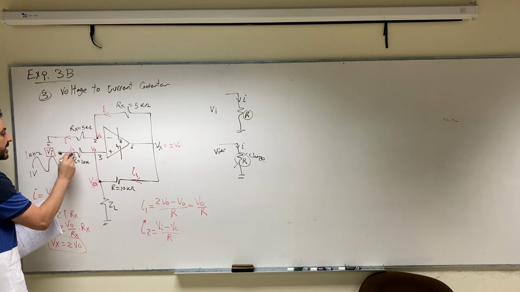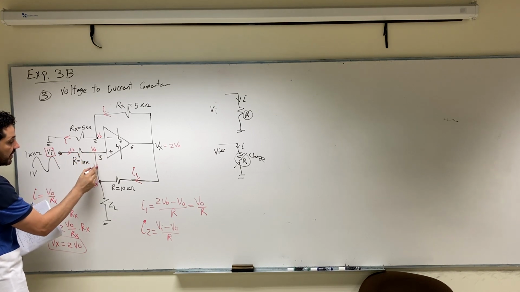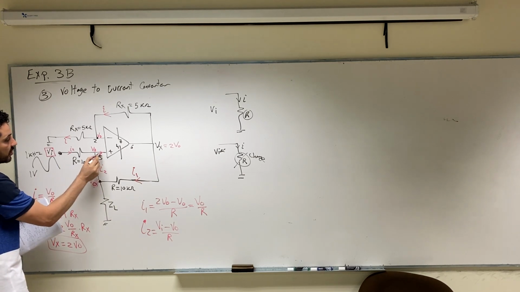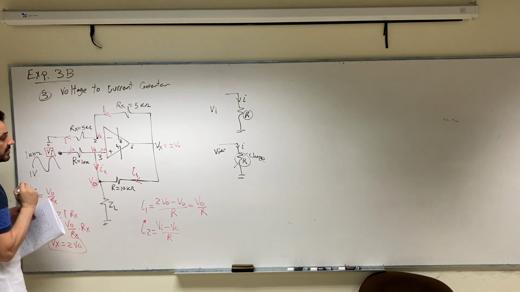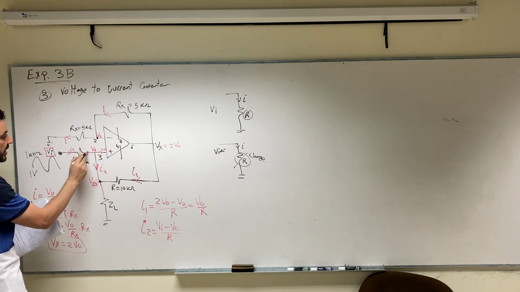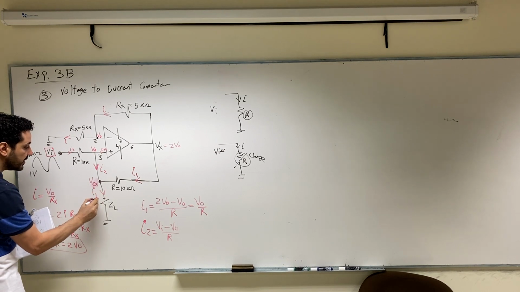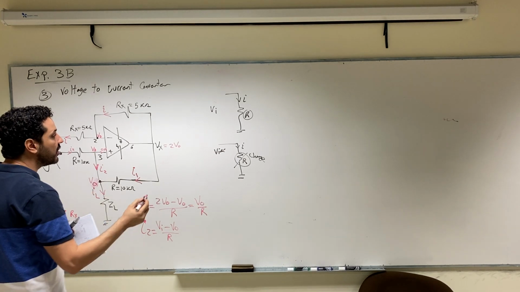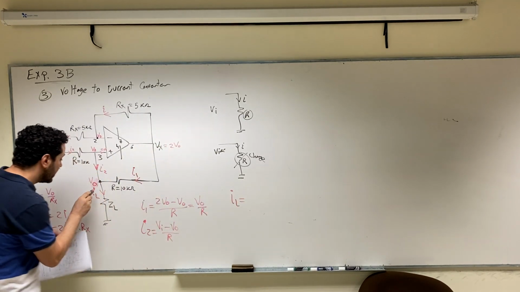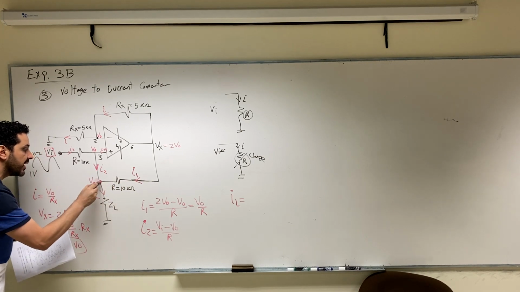Do you agree with me that this current I2 is the same as the current that will go here? So the current here is I2. Why? Because the current going to the op-amp is 0 ampere. If it is an ideal op-amp, the current going to the op-amp is 0 ampere. So all the current I2 will go here. What about the current that will go to the load? The current in the load, I load, equals the summation of I1 plus I2. Do you agree?